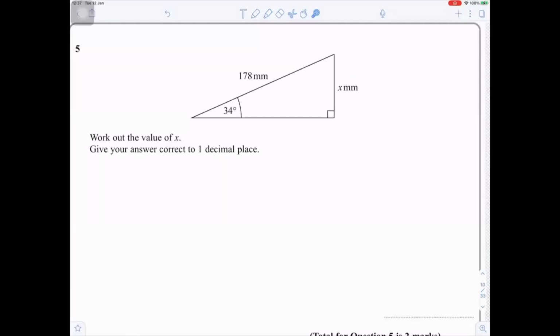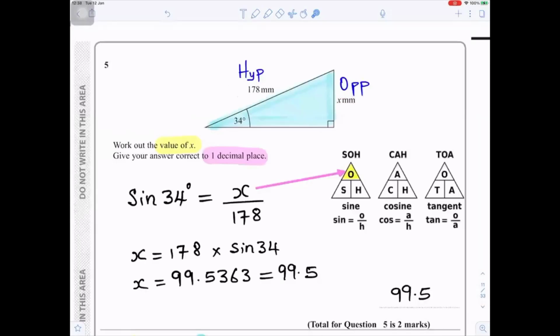Question number 5. Work out the value of x. Give your answer correct to 1 decimal place. It is a right angle triangle, 90 degrees. x is the opposite, 34 degrees is the angle, and 178 millimeters is the hypotenuse. So the first thing we do is we label the triangle: opposite, hypotenuse, and the adjacent.